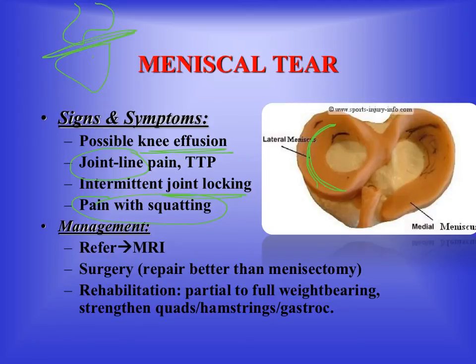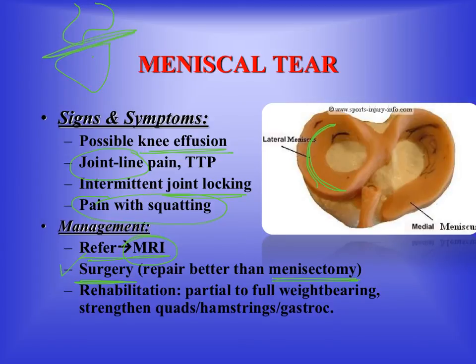So if you suspect a meniscal tear, the big thing that you're going to do is refer, because the only way to rule it in is with MRI. And then again, surgery is going to be dependent on the zone that the tear occurs in. Remember, if it's in the red zone, then check, we're having surgery. If it's in the light pink zone, it depends if blood flows there. And then if it's in the white zone, then we're not having surgery, we're having a meniscectomy.